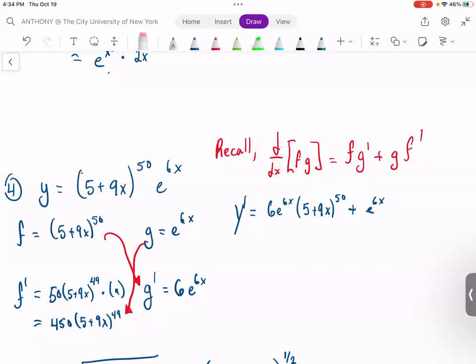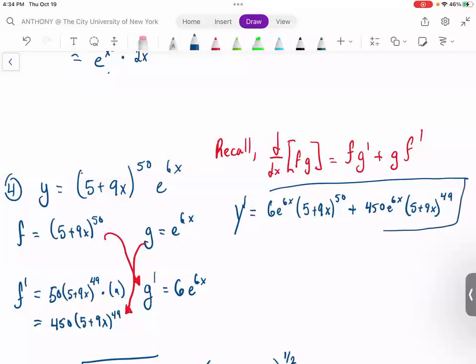Sorry, I can write e to the power of 6x multiplied by f prime. But since there's a constant multiple of 450, I can write the 450 first. So it's 450 e to the power of 6x times 5 plus 9x raised to the 49th power. And that will be my final answer. You can simplify this a little bit. I wouldn't recommend expanding. You could have simplified by factoring a little. But this is a totally fine answer because all this question was requiring you to do was to apply a product rule that incorporates a couple of chain rules.